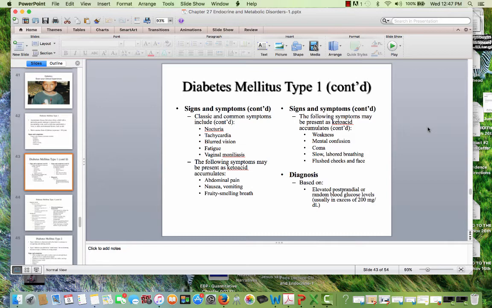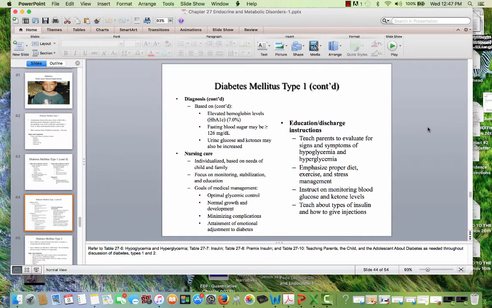Diagnostic testing is based on elevated postprandial or random blood glucose levels, usually in excess of 200, and an elevated hemoglobin A1C level of greater than 7. They'll also have decreased serum insulin levels and the presence of serum and urine ketones. Of the affected individuals, about 85% to 90% may have one or more of the following positive autoantibodies.